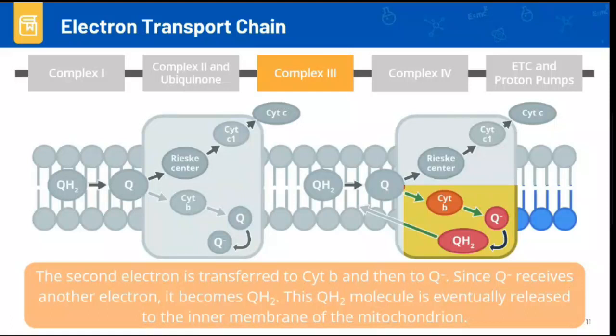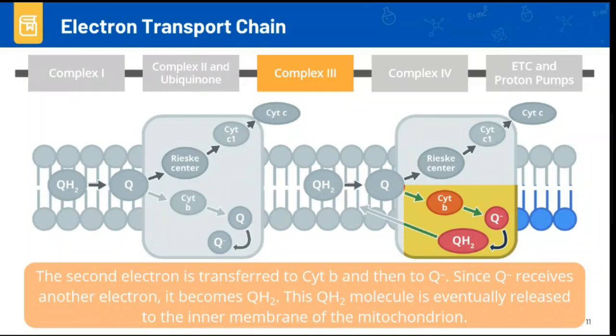Then, when another ubiquinol arrives at the complex 3, it is oxidized again. One electron of your ubiquinol is transferred to the Rieske center, then to the CYTC1, and then to your cytochrome C. On the other hand, the second electron is transferred to CYTB and the semiquinone radical ion. So since your semiquinone radical ion receives another electron, it becomes your ubiquinol. So this ubiquinol molecule is eventually released to the inner membrane of the mitochondria. This process is called the ubiquinol cycle.